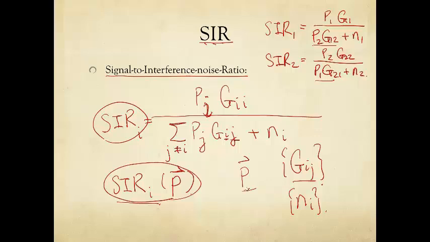So now our goal is to say all different transceiver pairs indexed by I would like to get a certain SIR achieved. So the question is, for a given set of G's and N's, can we find such a vector P? Is there such a vector P at all to achieve certain target SIR values? And if there's more than one, which one shall we pick?